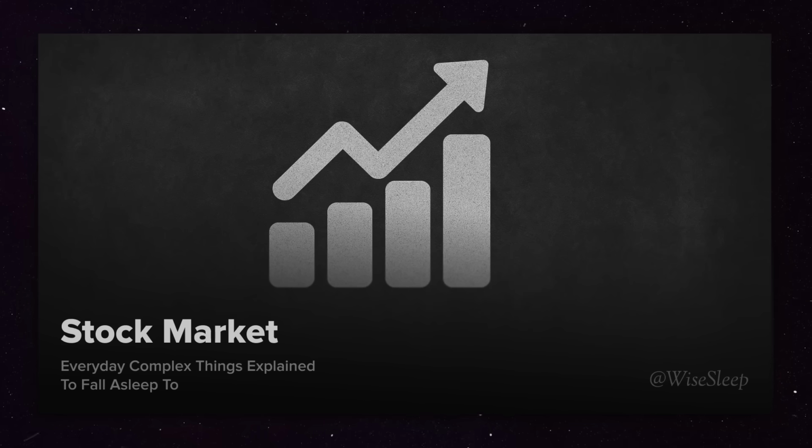Public companies list their shares on stock exchanges like the New York Stock Exchange or NASDAQ. These exchanges are like organized marketplaces where buyers and sellers meet. Prices are determined by what people are willing to pay. If more people want to buy a stock than sell it, the price goes up. If more people want to sell, the price goes down.